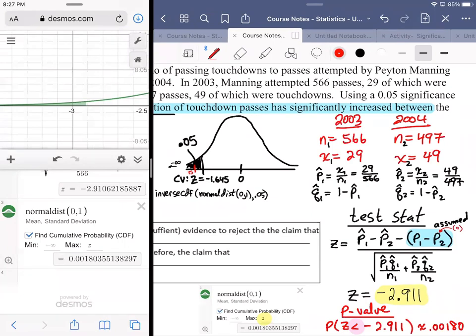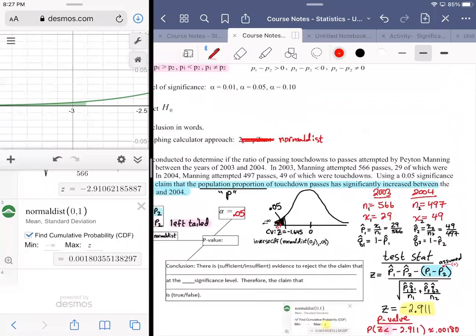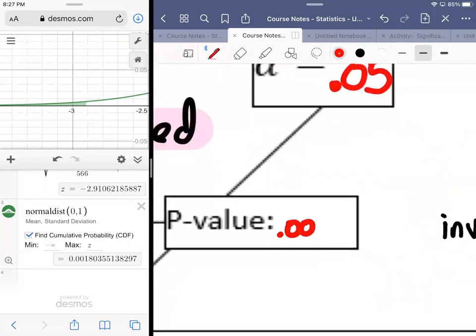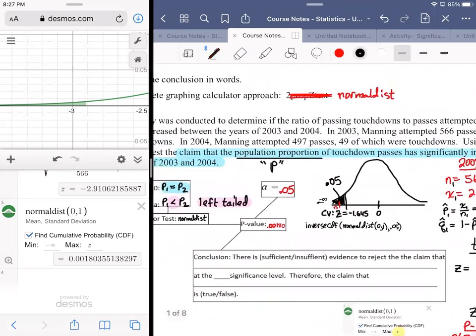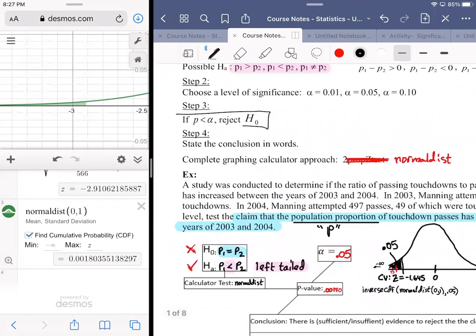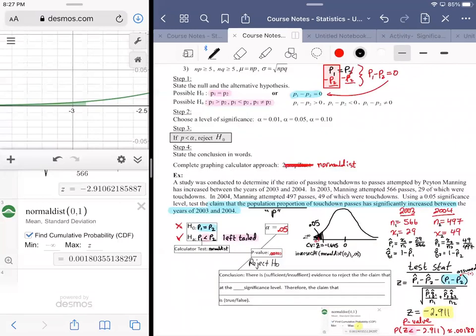All right, so that p-value of 0.00180, which I can tuck in here. Oh, looks hideous. That little 0.00180 is definitely less than the alpha value. So again, if the p-value is less than the alpha value, we reject the null hypothesis. So whether it's from the diagram or the p-value, we still get the same result. P-value is less than alpha, reject the null hypothesis. So then it's just a matter of writing our conclusion.